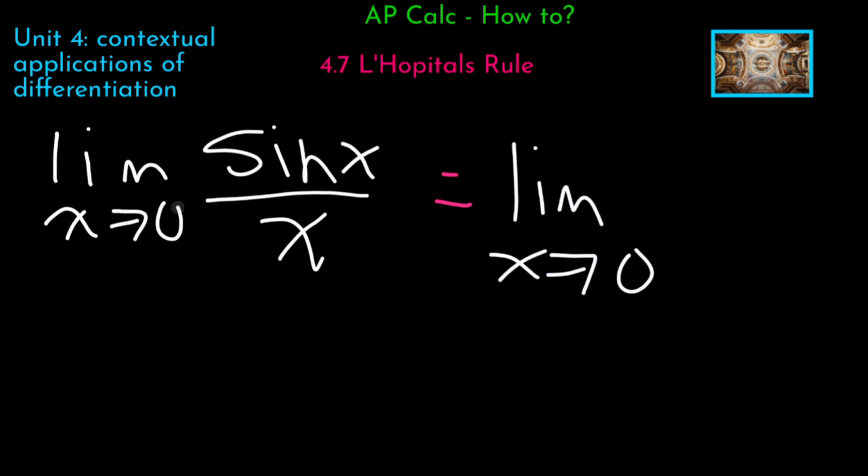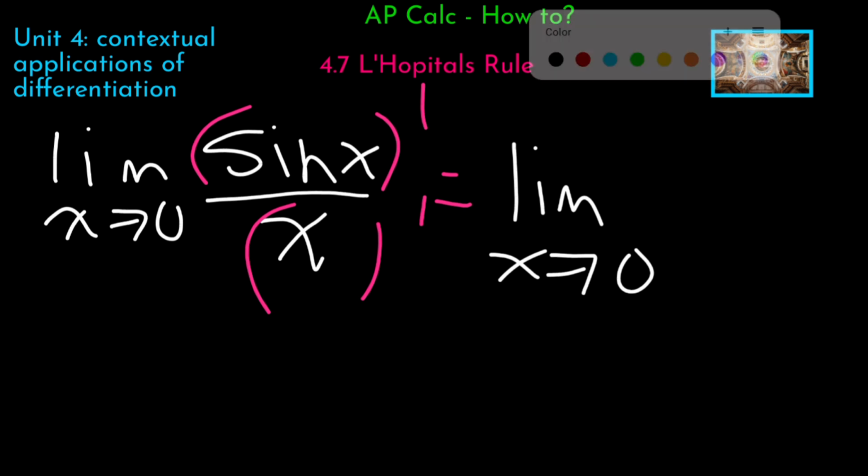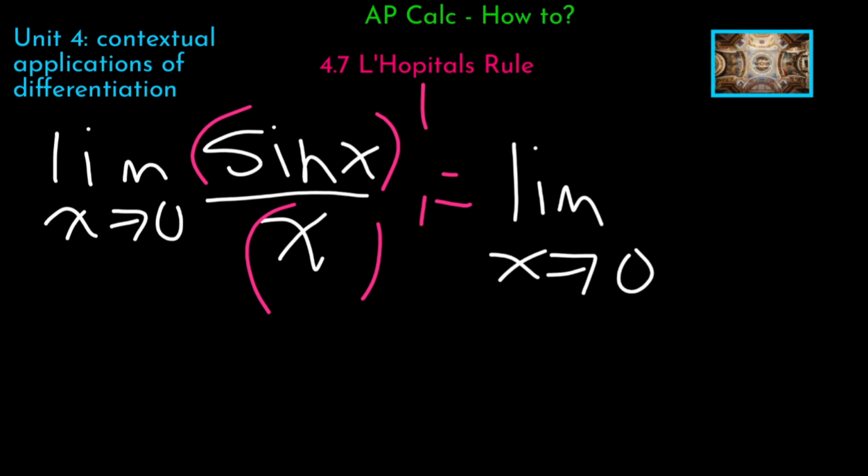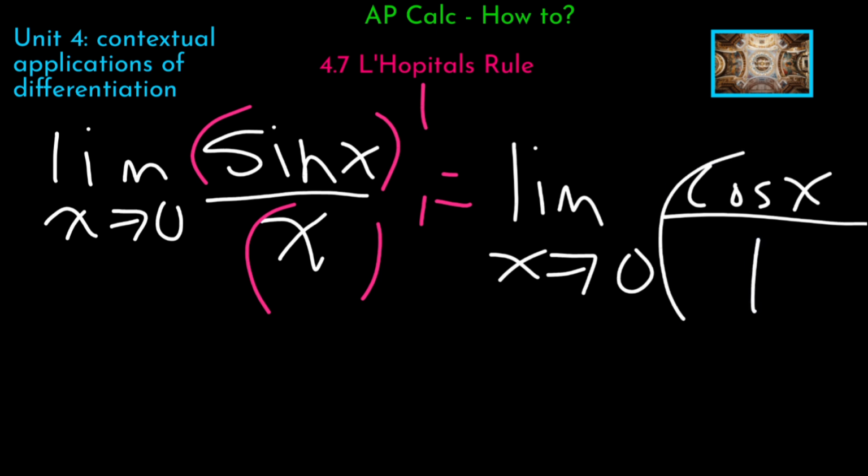as x goes to 0, and then we take the derivative of sine of x and the derivative of x, and keep them in their respective places. The derivative of sine of x is going to be cosine of x, which we know, positive cosine of x, and then the derivative of x is 1. And now this is solvable because it's not 0 over 0 anymore like it was over here. It's now 1 over 1. That's where it comes from.